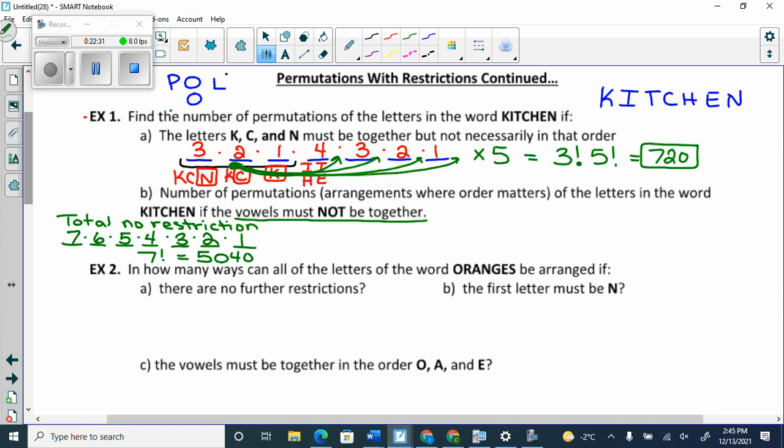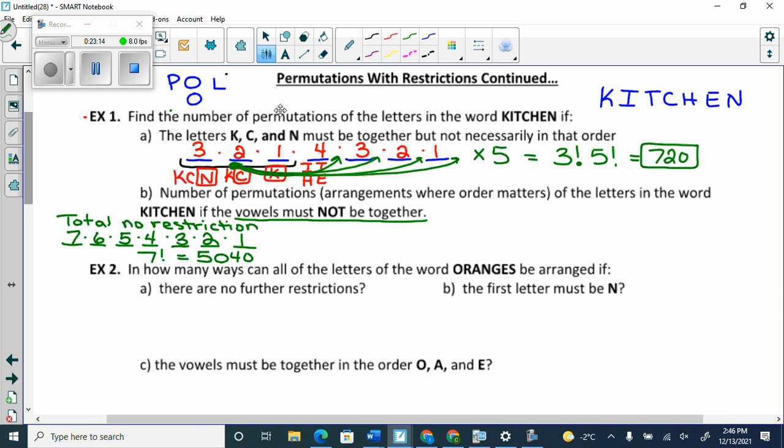Right? Now, if I take all the words from kitchen, which is 5040, and I subtract off the vowels together, what's left over? If you took the total number of kids in this school and you subtract off the ones in this class, what was left over? The ones not in this class, correct? So if I take the total number of words in kitchen and I subtract off the vowels together, what's left over? The vowels not together. That's it. Because what's the opposite of vowels together? Vowels not together. That's the opposite, correct? Opposite of people in this class are people not in this class, correct? Opposite of vowels together is vowels not together.